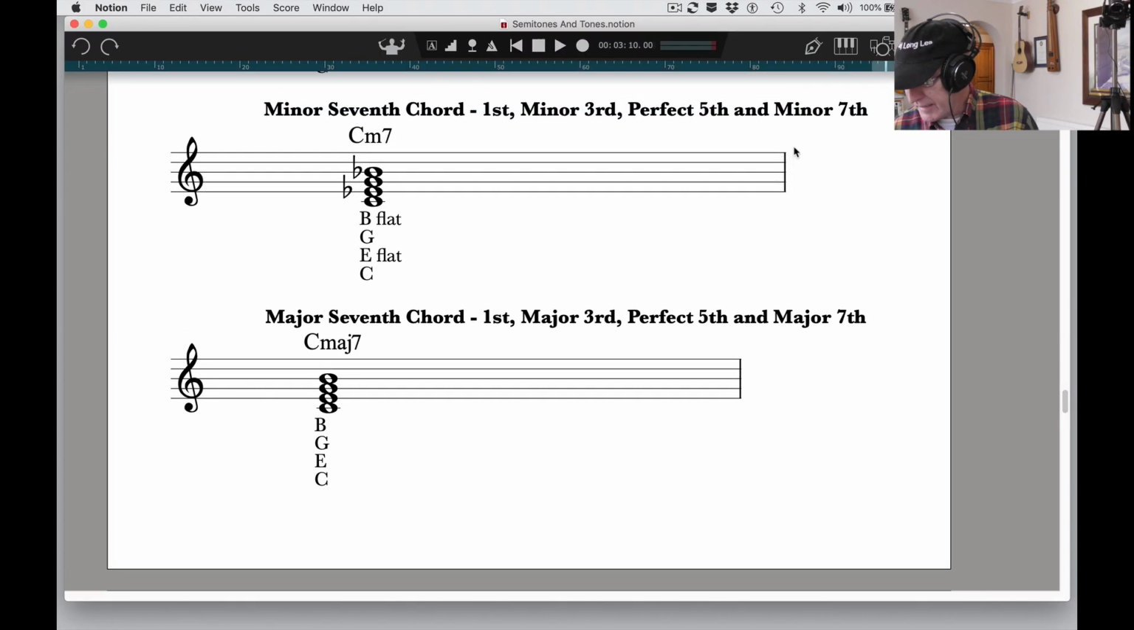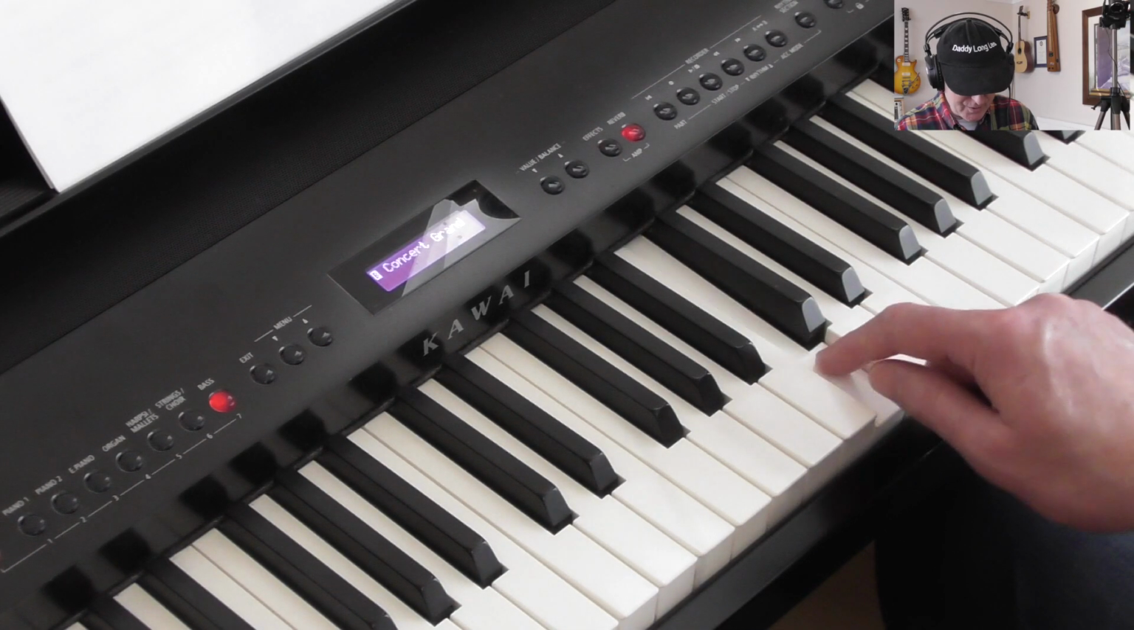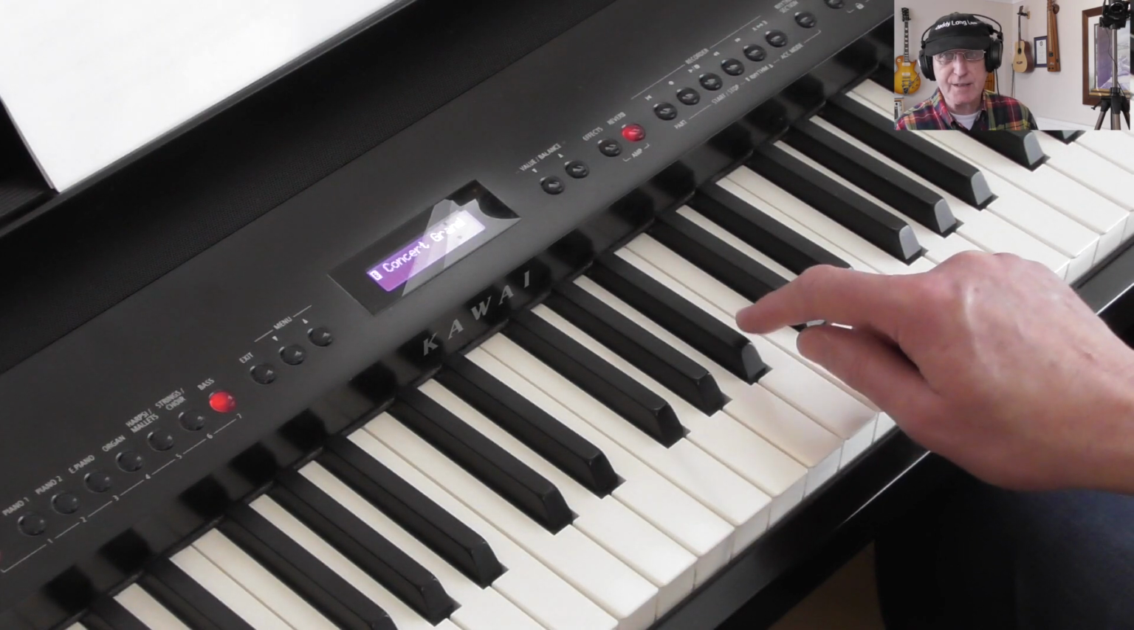Let's look at it on the software here. So here we are: C, E flat, G, so that's the C minor triad, and then the B flat on top. So minor seventh comprises first, minor third, perfect fifth, that's your minor triad, and minor seventh. The minor seventh note, to stress this, is the note you'll find two semitones down from the root, in this case B flat.